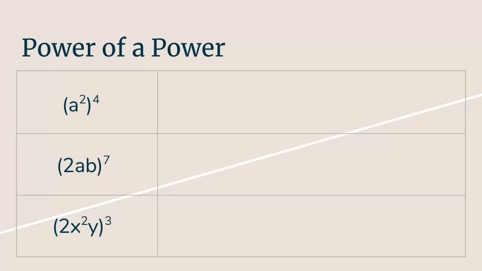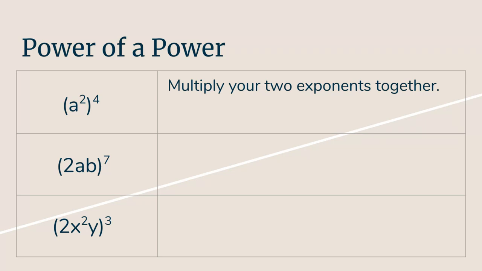So here are a few examples I'd love you guys to write down, and then you're going to have 2 to try on your own. So our first example here is a to the 2nd to the power of 4. This is very similar to our examples that we just looked at. So my first step is that I have to multiply my two exponents together. And what that's going to look like is a to the 2nd to the power of 4 is going to become a to the 2 times 4, which is going to become a to the 8th. And that right here is my final answer.